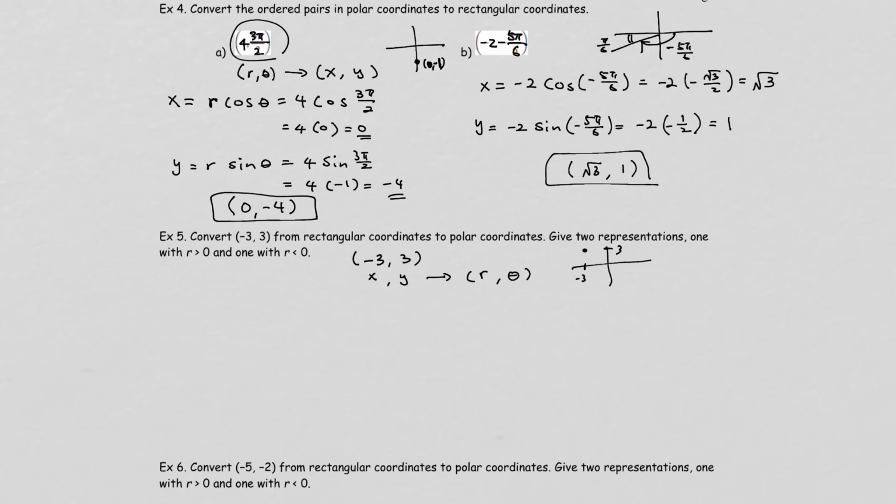Then we're going to use the formula. It says r squared is equal to x squared plus y squared. Finding a distance, this distance right there. So that's going to give you r equals the square root of, well, it's going to be plus or minus.